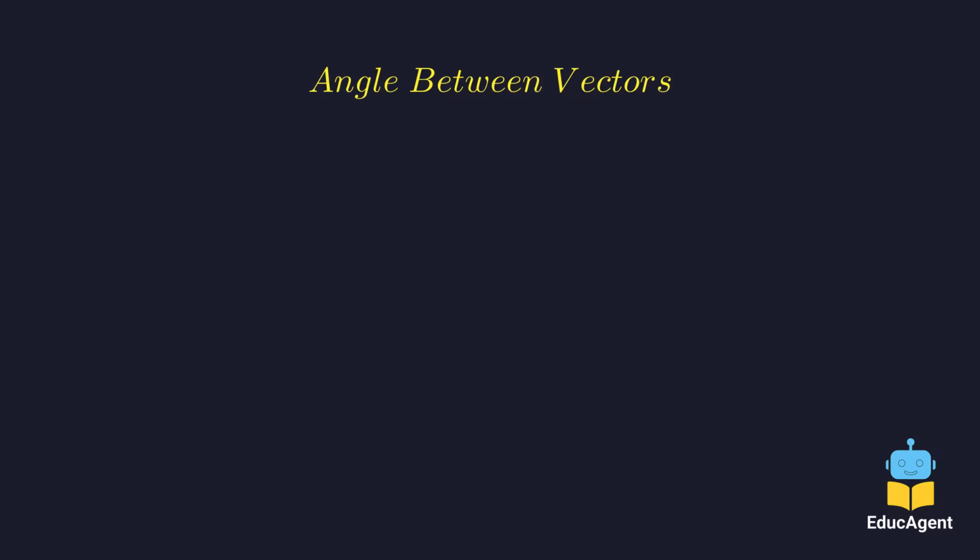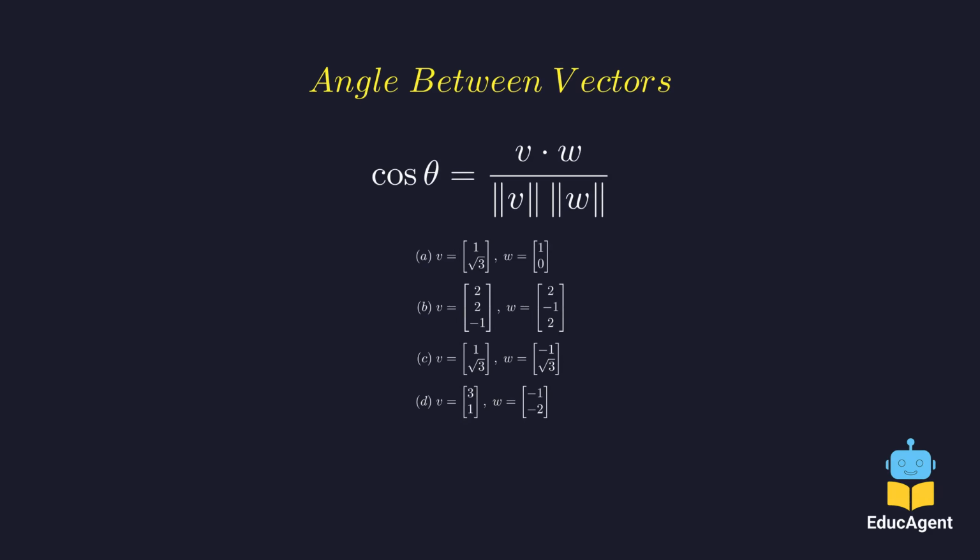Here's the problem we'll solve today. We'll use the dot product formula. The cosine of the angle equals the dot product divided by the product of the norms. Here are the four vector pairs we'll analyze. Each vector is shown as a column vector. Find theta for each pair, compute the dot product, the norms, then cos theta, and finally the angle.